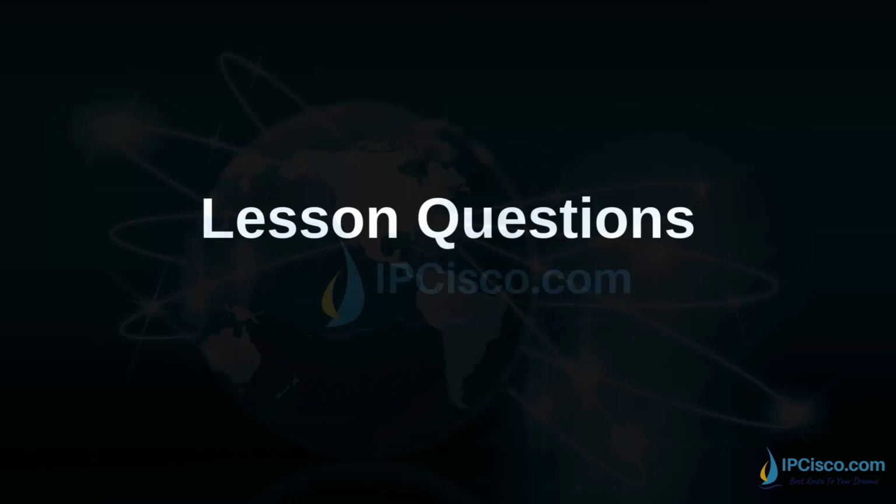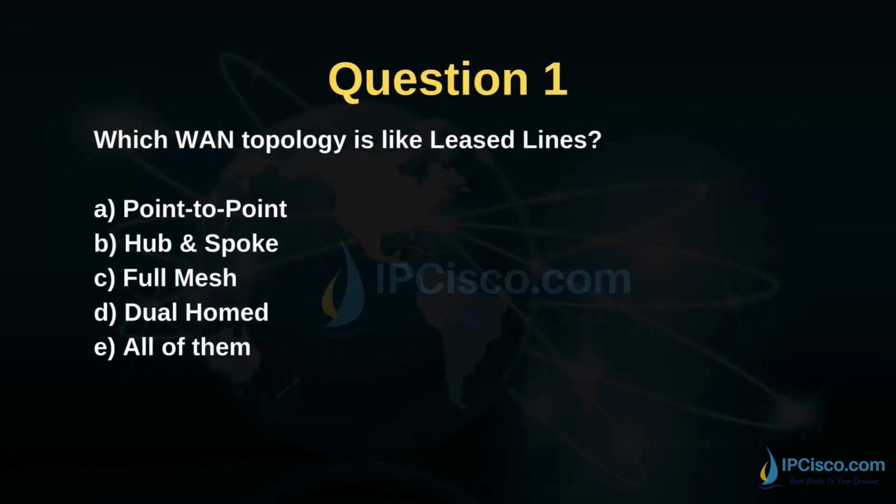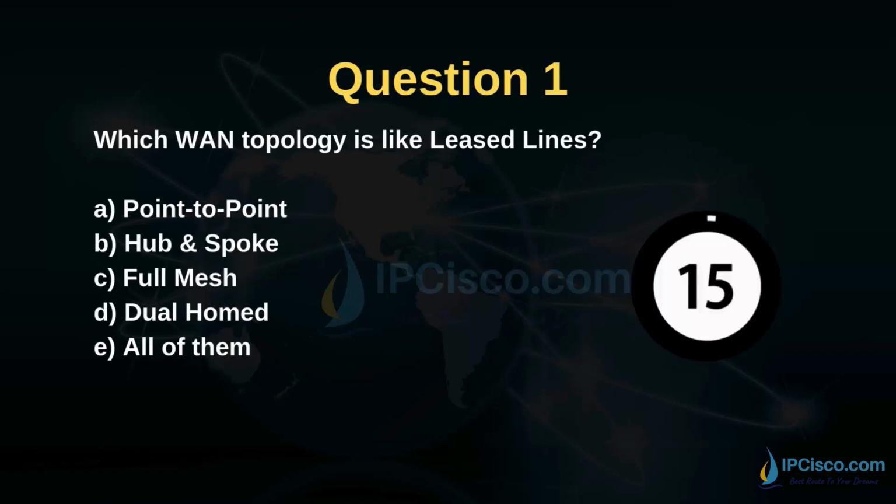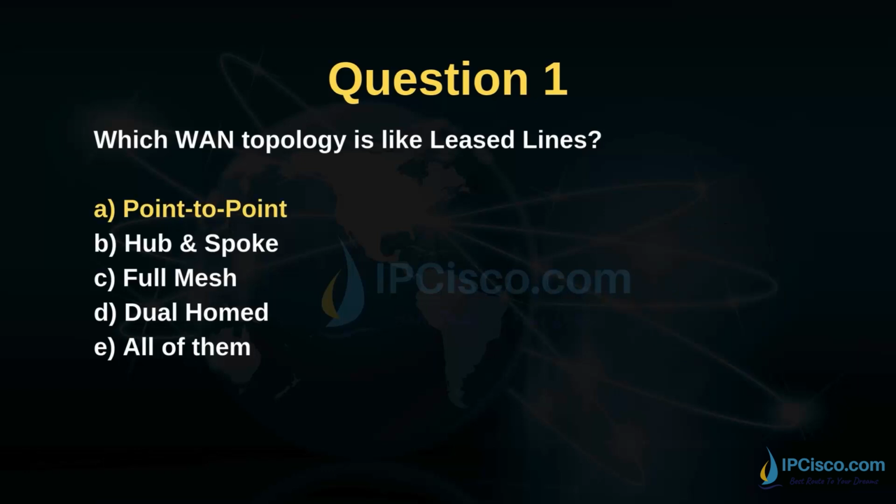This is the end of our lesson. Now let's see if you can answer these 5 questions correctly. Which WAN topology is like leased lines? Point-to-point, hub and spoke, full mesh, dual-homed, all of them. The answer is A, point-to-point.